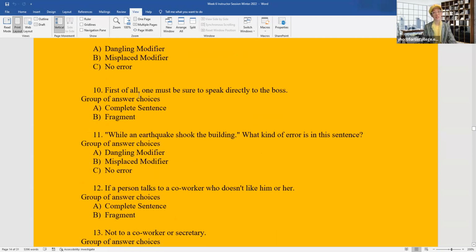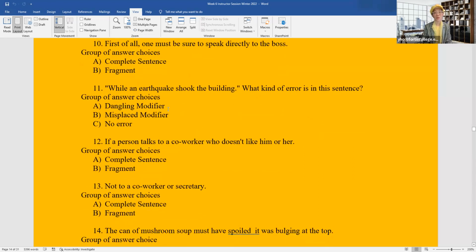Well, this sentence has a subject, a verb, and an object. It's got subject, verb, it's not missing any parts. So if the sentence is not missing any of the parts for a simple sentence, subject, verb, object, then A, it's a complete sentence. While an earthquake shook the building.